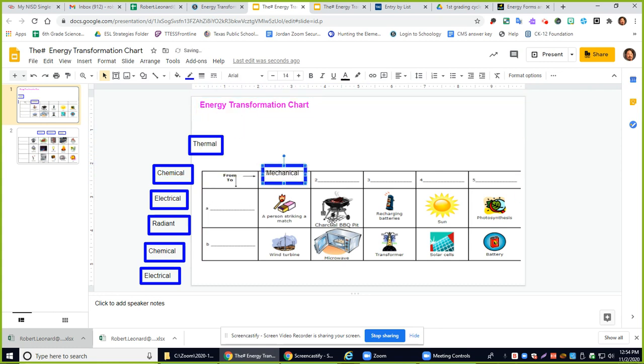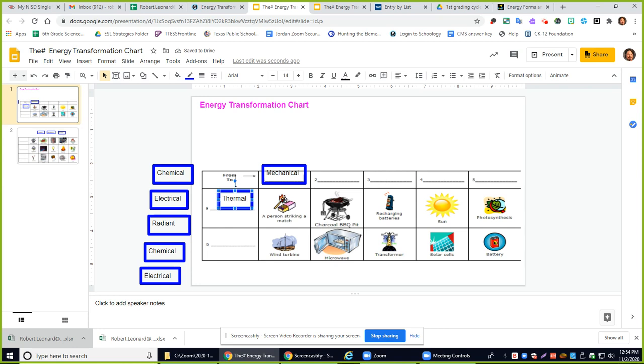Okay, but when I go across the row, let's look at it. I have a person striking a match. I have a charcoal grill, rechargeable batteries, sun, and photosynthesis. What do those all have in common? Heat. Okay, I could go with heat, however, photosynthesis doesn't fit. So I'll put thermal, okay?